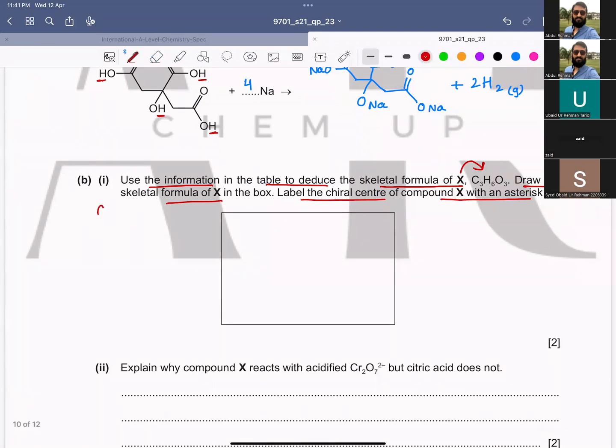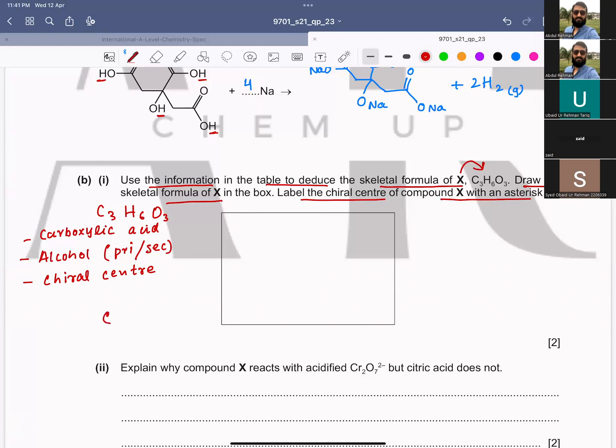So X is C3H6O3. What else do we know about X? That X has a carboxylic acid, right? X has an alcohol, but that alcohol is either primary or secondary, and further X has a chiral center. So on the basis of these, we can deduce its structure. So let's start. There is a carbon.